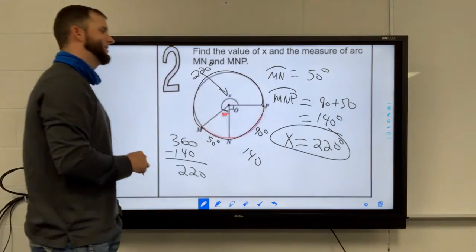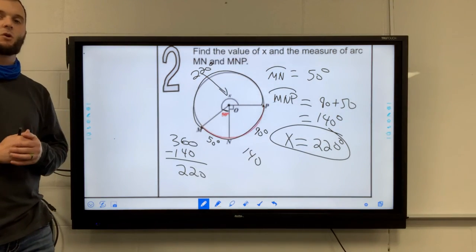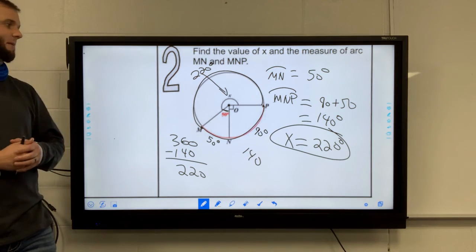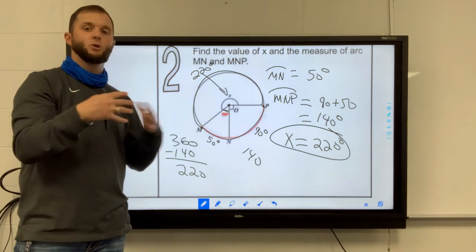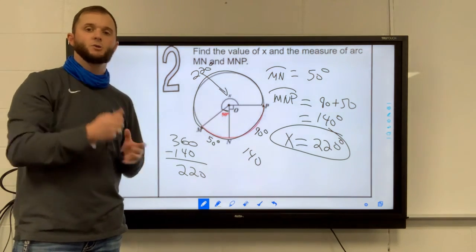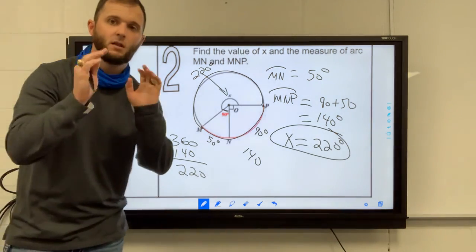So ladies and gentlemen, that's how I take all these definitions that I just learned and apply them to some examples to combine everything and use everything together here. So good luck on your skill check and please let me know if you have any questions.